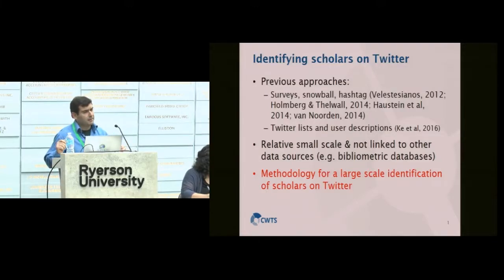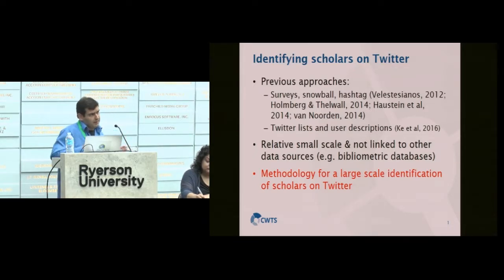So let me start by saying that the identification of scholars on Twitter is not a new topic. There have been previous approaches, mostly based on survey data, snowball approaches, mining of hashtags. And more recently, as Tim mentioned, colleagues in Bloomington have also tried to identify scholars by using Twitter lists or the description of tweeters in Twitter. Perhaps the main problem of these previous approaches is that they have been of a relatively small scale, focusing on relatively small sets of researchers, on specific fields or researchers with specific characteristics.